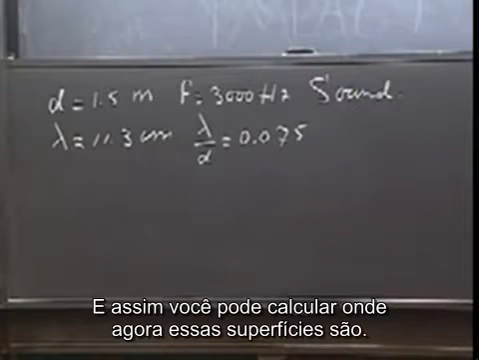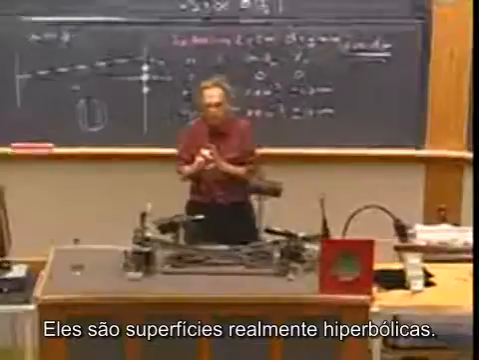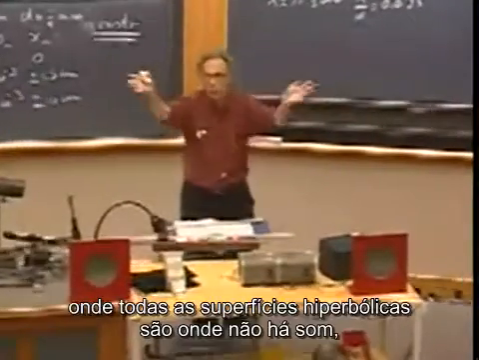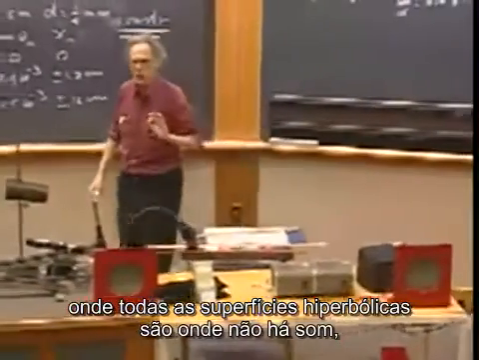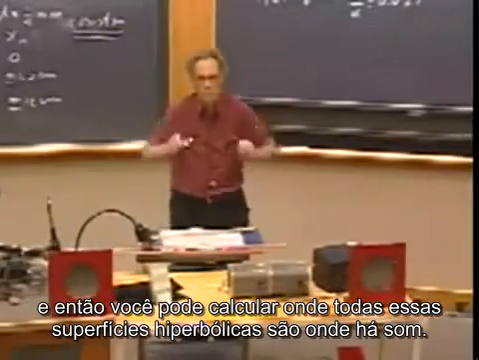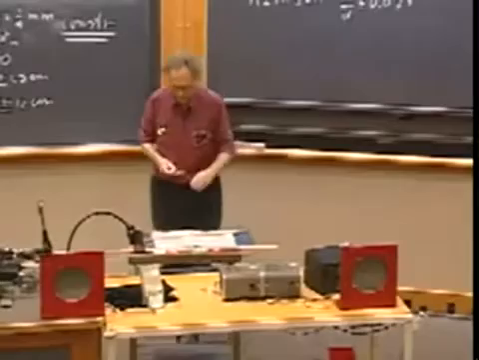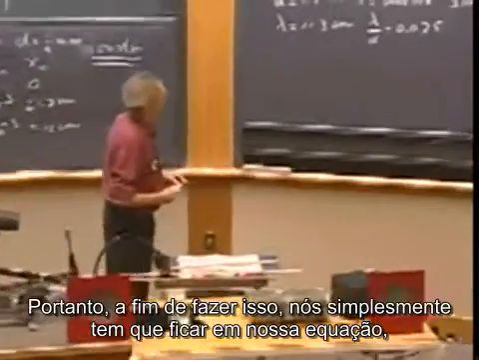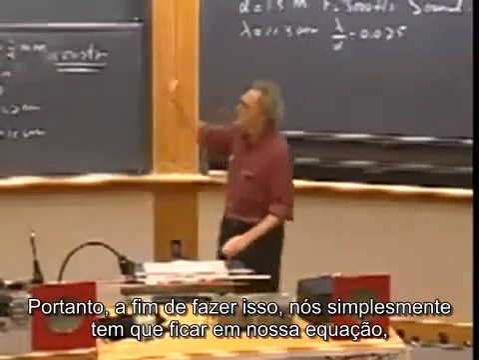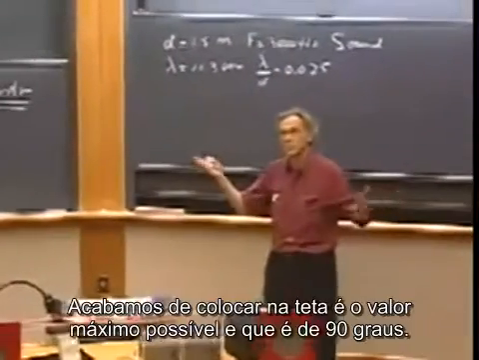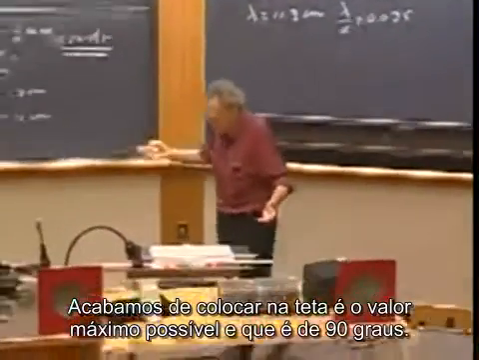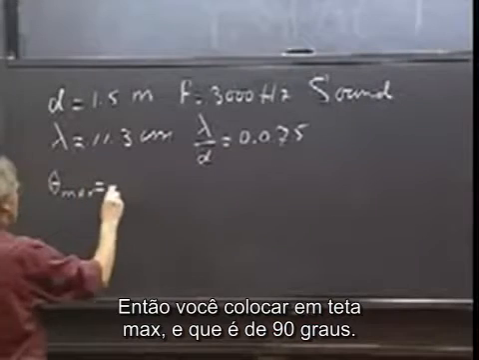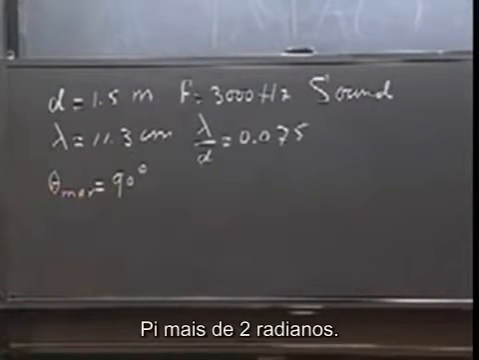And so you can calculate where now those surfaces are. They are really hyperboloidal surfaces. They're coming out from the center here, and they bend in your direction, where all those hyperboloidal surfaces are where there is no sound. And then you can calculate where all those hyperboloidal surfaces are where there is sound. Let's first calculate how many hyperboloidal surfaces there are. In order to do that, we simply have to stick in our equation, d sine theta equals n lambda. We just put in theta is the maximum value possible, and that is 90 degrees. So you put in theta max, and that is 90 degrees, pi over 2 radians.